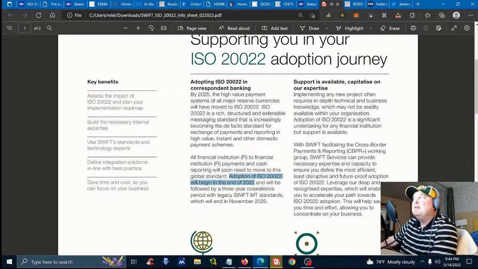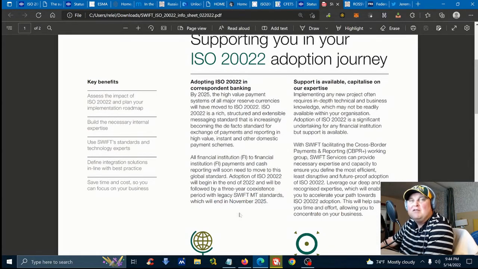Adoption of ISO 20022 will begin at the end of 2022 and will be followed by a 3-year coexistence period with legacy Swift MT standards, which will end in November 2025. So what that is saying is that the current Swift system is going to begin to implement the ISO 20022 system at the end of this year, and the two will piggyback together for a 3-year coexistence period. But the coexistence will end by 2025, which means that the new system will be in complete control. ISO 20022 will be in complete control of the financial system by 2025.